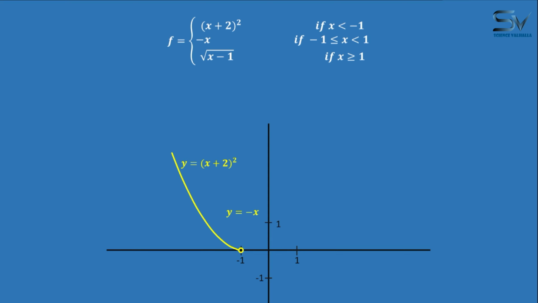Now I draw the graph of the second formula. Since its domain includes -1, the point (-1, 1) will be included in the graph of the function, but x equals 1 is not included at the moment, so the point (1, -1) will be excluded in it. Let me draw you the graph of the third function. Since it has x equals 1 in its domain, it will contain the point (1, 0). So in this way we have seen that it is easy to draw graphs of piecewise functions.